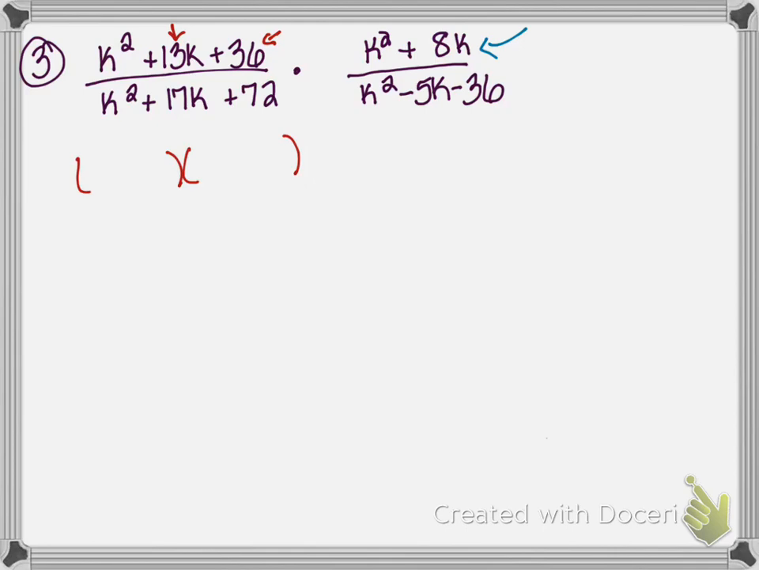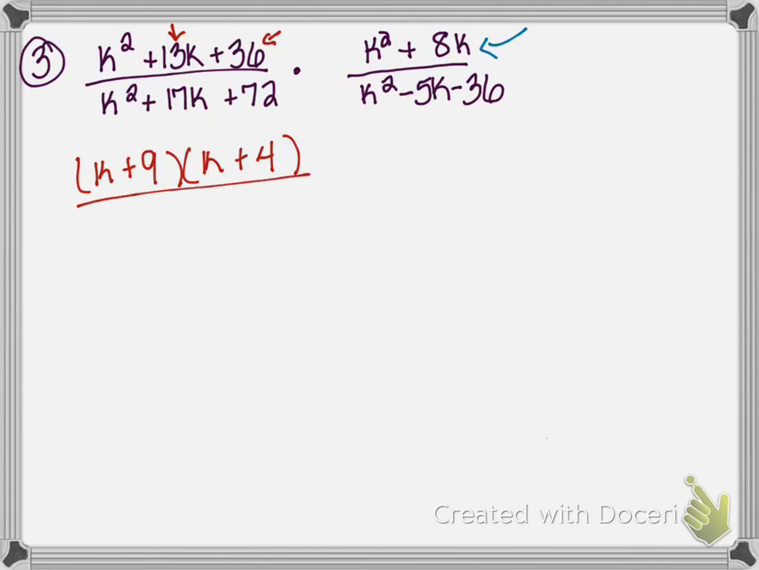This is what we did all last chapter. So my numbers are going to be 4 and 9. 4 times 9 is 36. 4 plus 9 is 13. So I have k plus 9 and k plus 4.